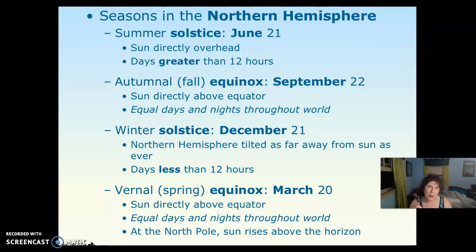The spring equinox, the vernal equinox, March 20th, again, same 12-hour daylight and nighttime throughout the entire world. At the North Pole on that date, finally, the sun rises again. The North Pole had been in darkness from the autumn equinox, and then the sun finally rises 6 months later at the spring equinox. You can imagine that there are many celebrations around the Arctic Circle at the spring equinox.